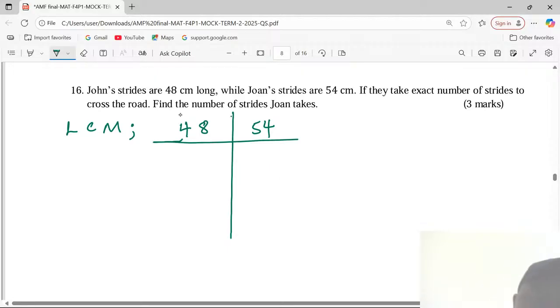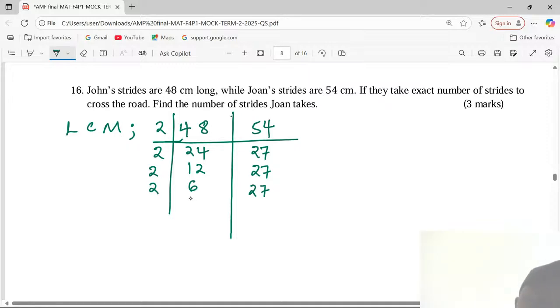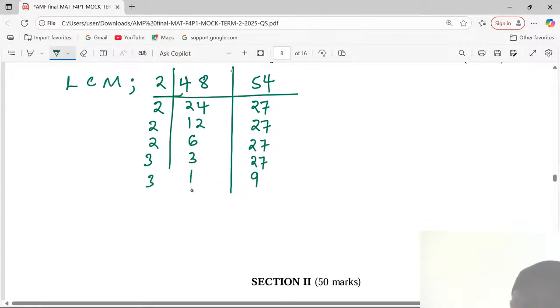So we start by 2, the least prime factor: 24, 27. By 2 once again, 12, 27 cannot be divided. By 2, 6, 27. By 2 once again, 3, 27. By 3, this becomes 1 and this becomes 9. So by 3 once again, this remains 1, this becomes 3. And by 3 now, we have 1, 1.